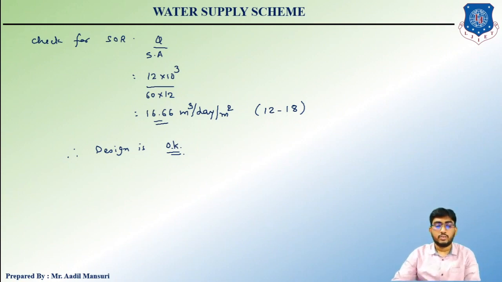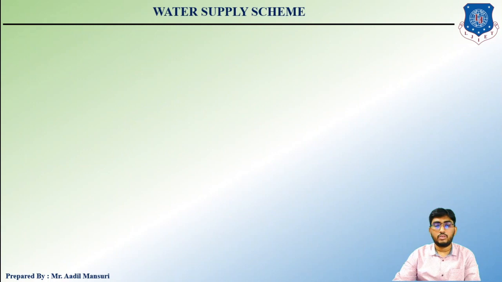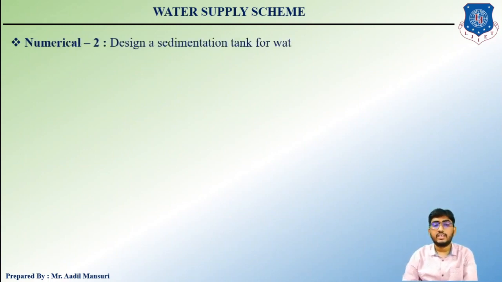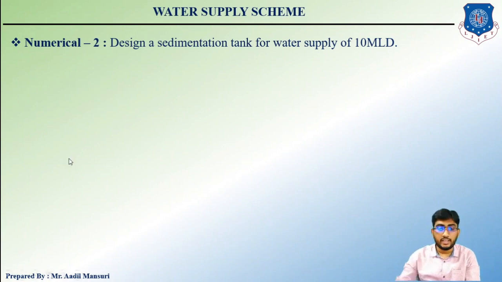Okay students, so let us solve one more numerical. The data says design a sedimentation tank for water supply of 10 MLD. Here we are not given anything, right? So what we will do is we will assume as per the criteria. So let's start.